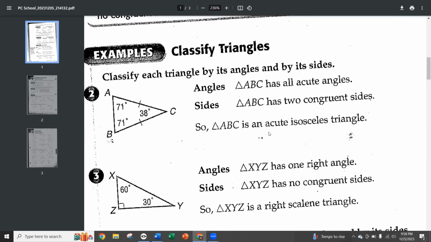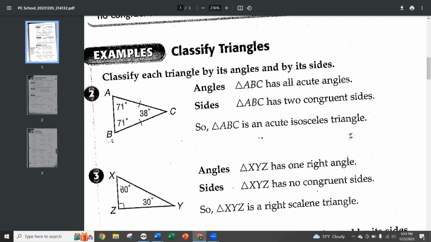Now, they give you guys some examples here. It says, classify each triangle by its angles and sides. So first look at the angles. Now, 71, 71, 38, we know all the angles are less than 90 degrees. So first we'd say it's acute, right? It's an acute triangle. Two of the sides are equal in length because you have these little dashes right here. And if you have two of those, then it's isosceles. So it's an acute isosceles triangle.